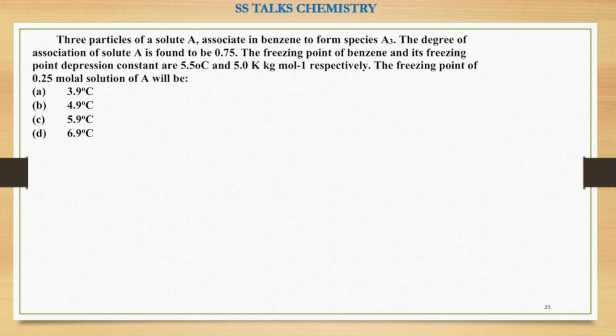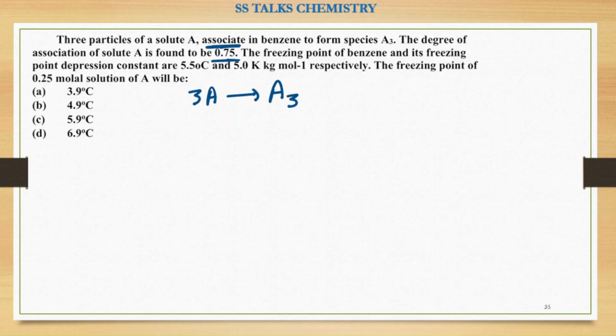Now the next is this one. The question says three particles of the solute A associate in benzene. So here, instead of dissociation, you are having association. Three particles of A associate to form one particle, that is A3. What is the degree of association of the solute A? The degree of association is given to us to be 0.75.